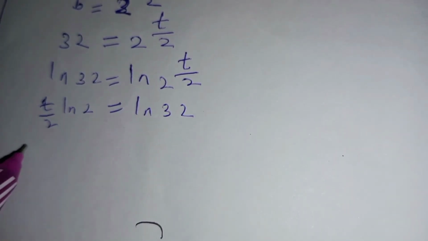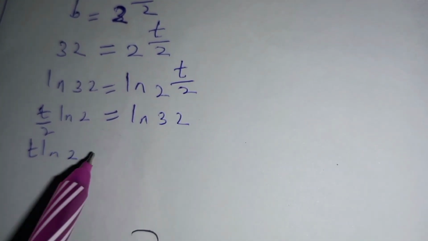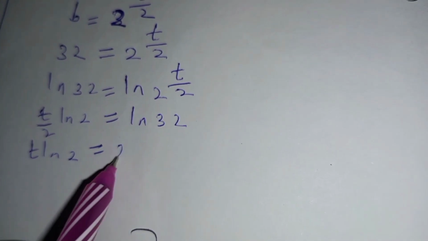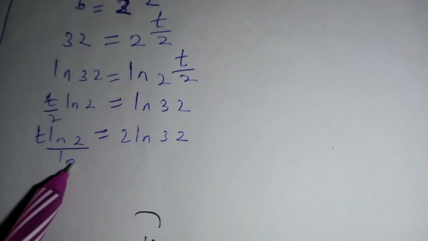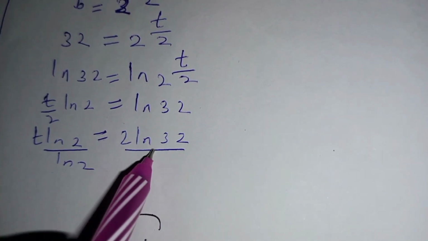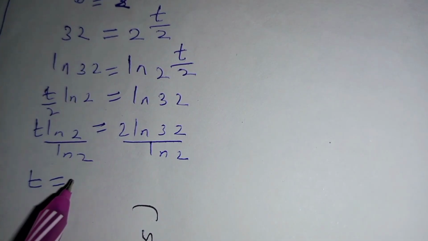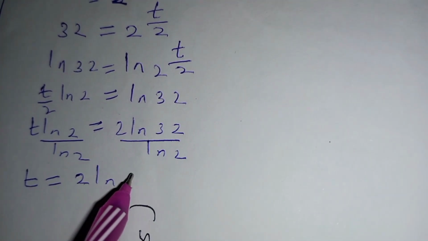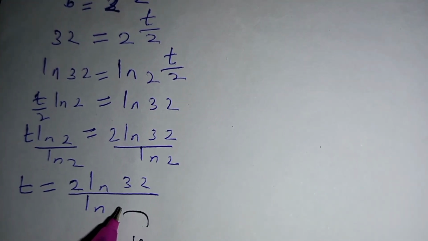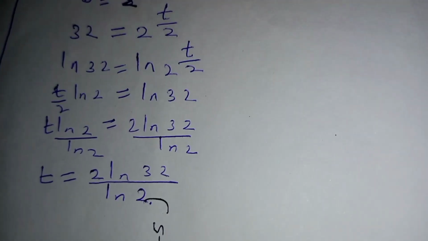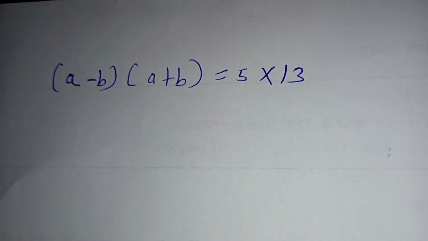This is equal to ln of 32. We multiply by 2 both sides so that we have t multiplied by ln of 2 is the same as 2 ln of 32. We divide by ln of 2 both sides, so that now our t will be equal to 2 ln of 32 divided by ln of 2. So those are the two possible values of t. We go to case 2. We also had this scenario.